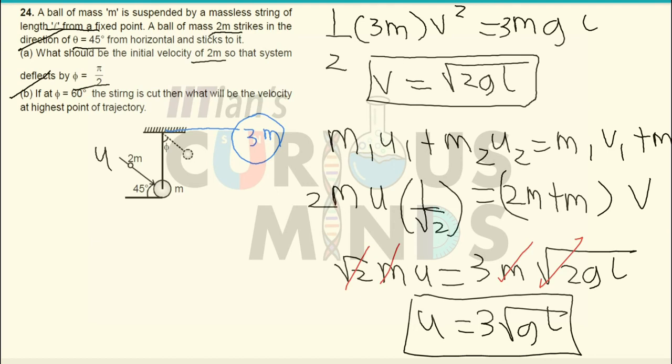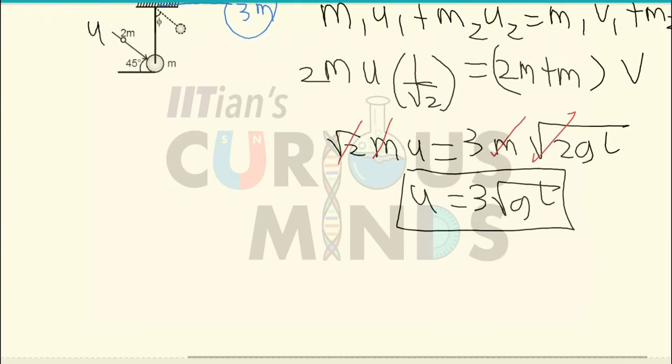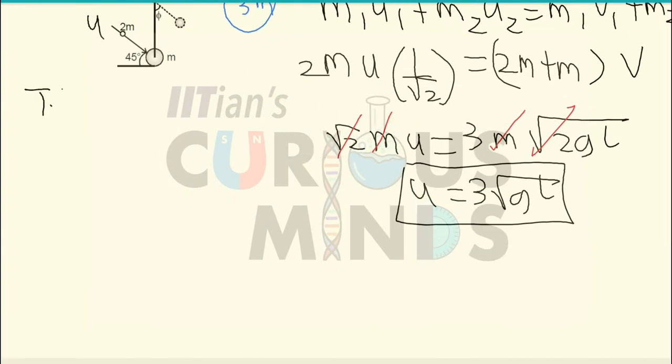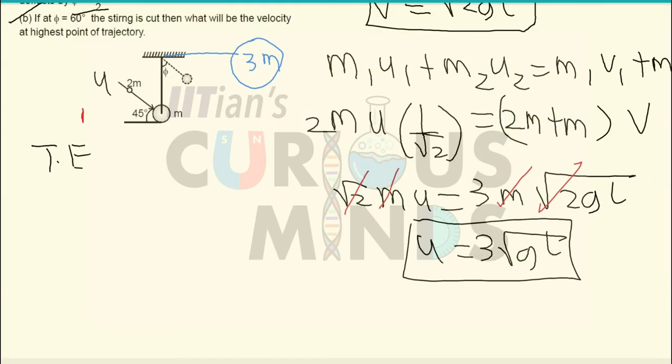First of all, understand that when it is cut at phi equal to 60 degrees, let us first find its velocity at that point. Let us call this point A. The total energy at point A will be equal to the total energy at point B.